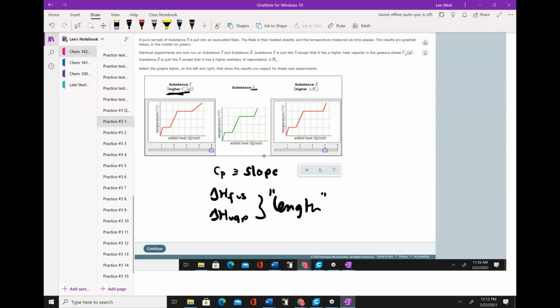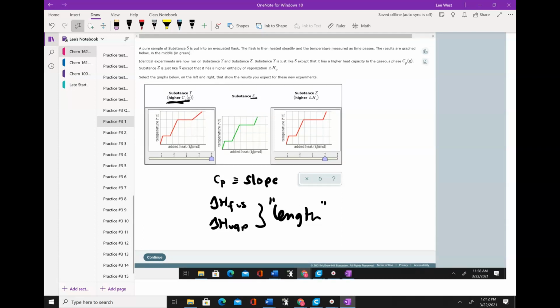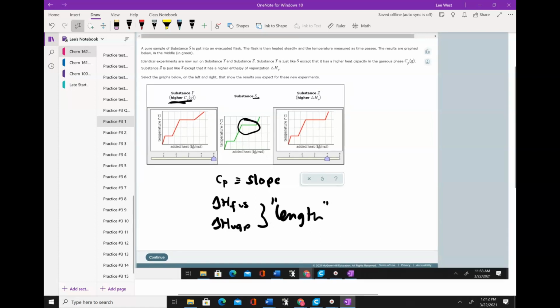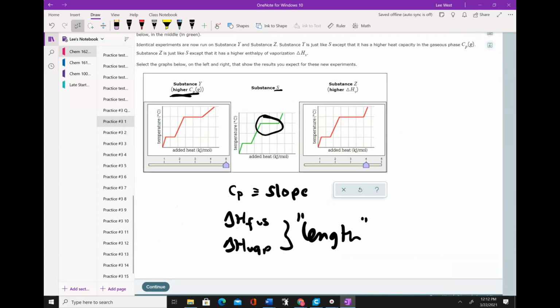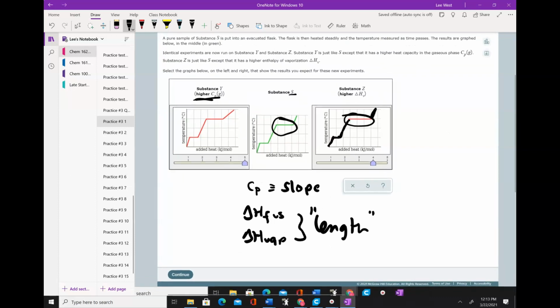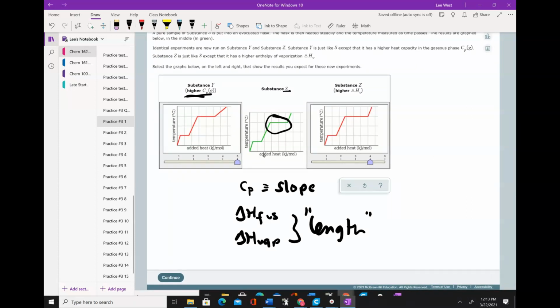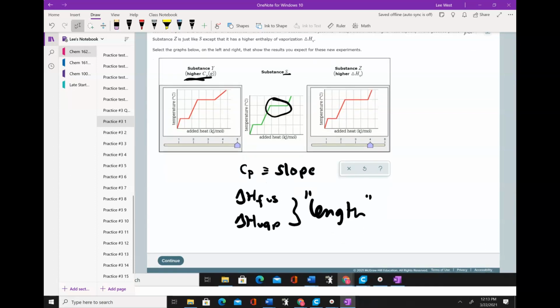All right, so substance Z, it says, is just like S, except it has a higher enthalpy of vaporization. So vaporization is occurring in here, and if it's a higher enthalpy of vaporization, we want it to be longer in that region. It takes more energy to vaporize the liquid. So everything else should be identical. The slopes in here, and the length of these first 3 bits should be the same. And then the slope of the final part, when we have a gas, should be the same as the green curve. But this bit in here should be longer, right? Because we've got a greater enthalpy of vaporization. So that's why I chose the number 4 in that case, all right? So you just have to think about it.